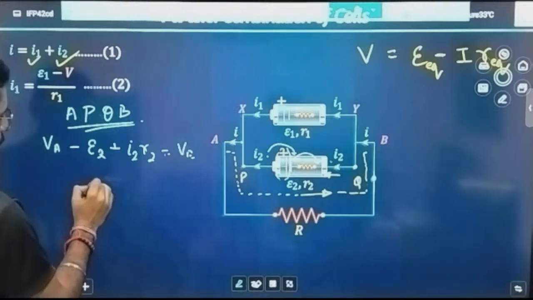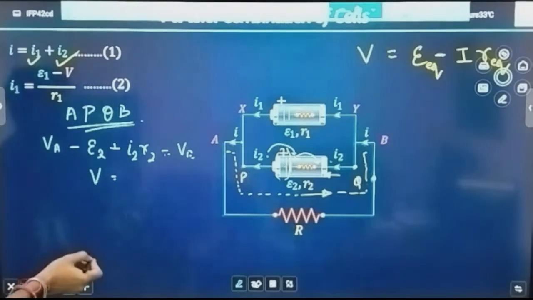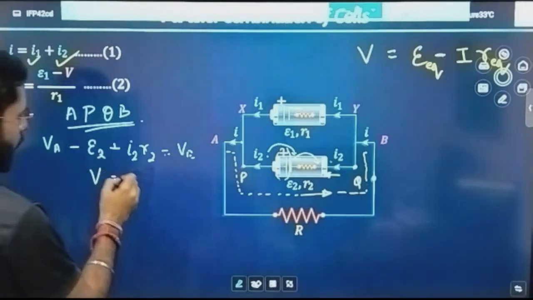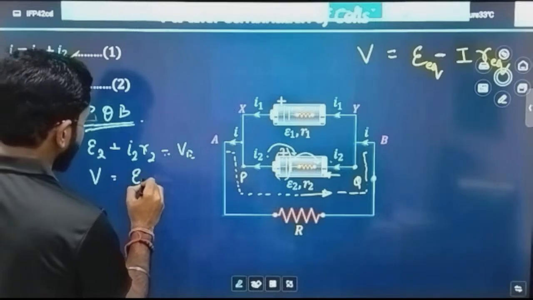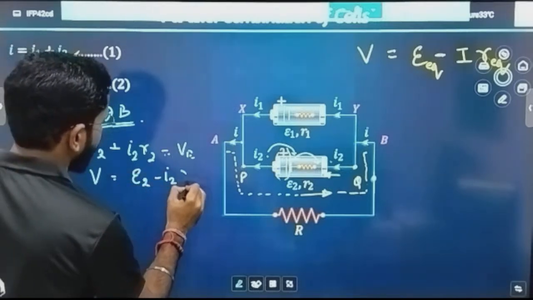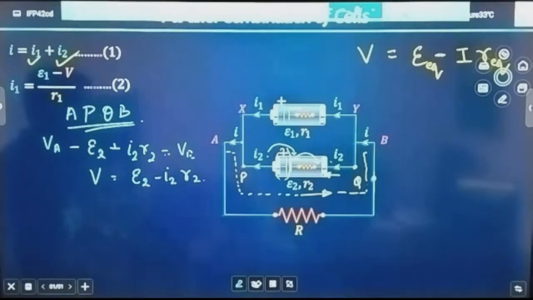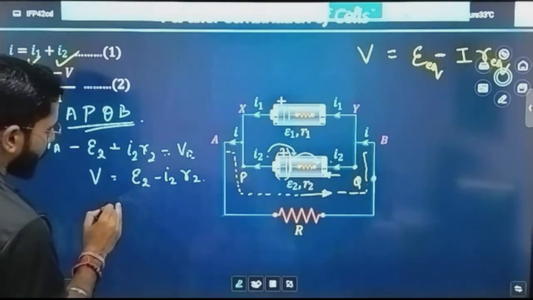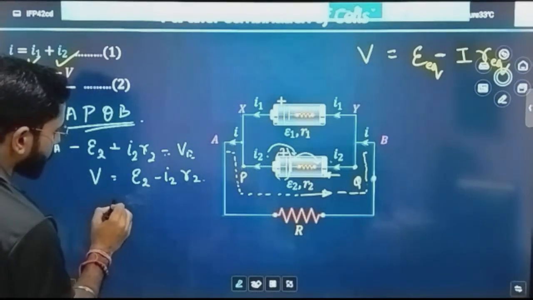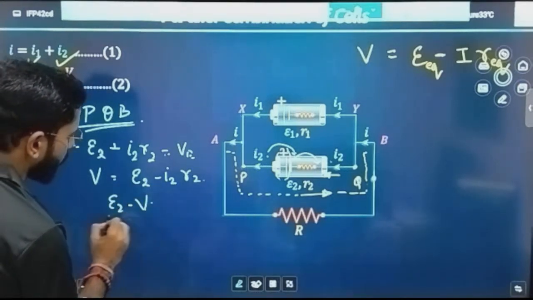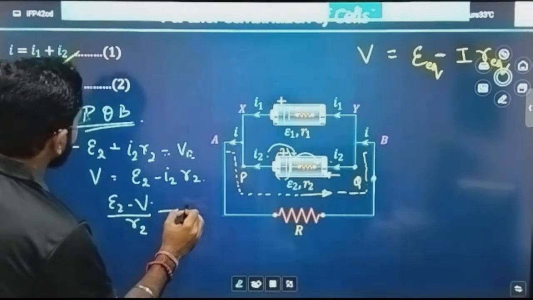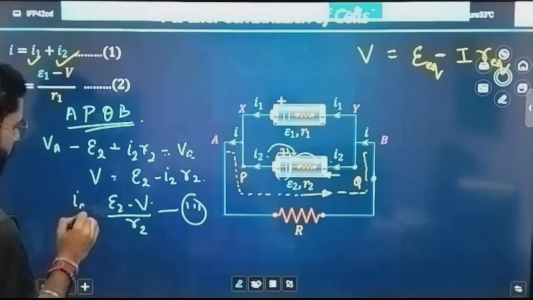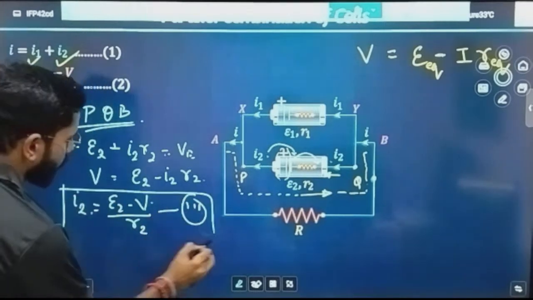VB. VA minus VB will be represented as V, the potential difference, because it is the same for both. Now here it will be written as E2 minus I2 into R2. Correct? And if I have to write the current I2, how will I write it? I will write it as E2 minus V divided by R2. This is going to be my third equation. This is my current I2.